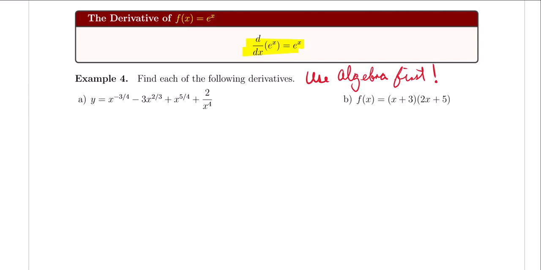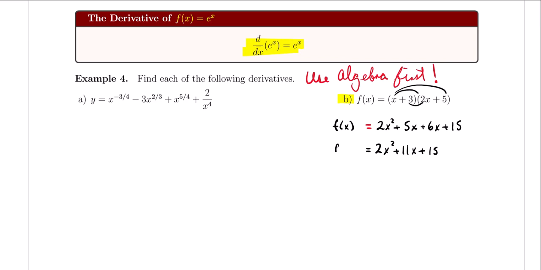Okay, so let's go ahead and begin with problem B here, where we're given the function f of x is equal to (x plus 3) times (2x plus 5). Now, as it stands, we don't really know how to handle derivatives of essentially a product. However, we can go ahead and use algebra first and use the distributive property, or FOIL, to get a nice polynomial that we can actually take the derivative of. So let's go ahead and see. Once we go ahead and FOIL, what do we get? Well, we should be getting f of x is equal to 2x squared plus 5x plus 6x plus 15, which we can go ahead and add the like terms to get 2x squared plus 11x plus 15.